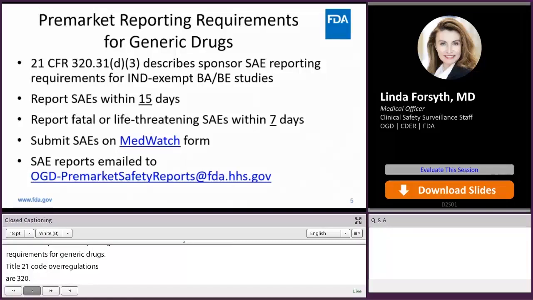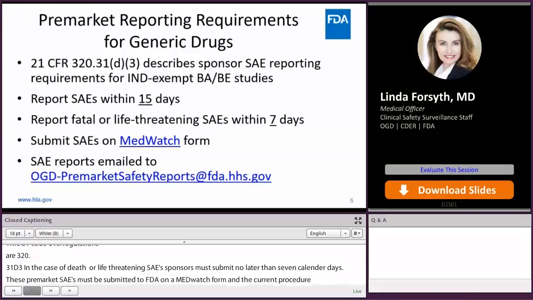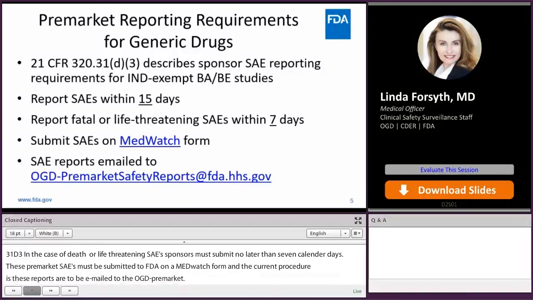These pre-market SAEs must be submitted to FDA on a MedWatch form, FDA Form 3500A, and the current procedure is that these reports are to be emailed to the OGD pre-market mailbox. We are presently working on creating an option for direct electronic submission, and we hope it will be available in the future.